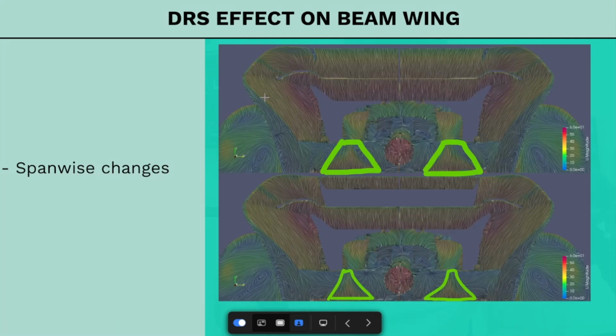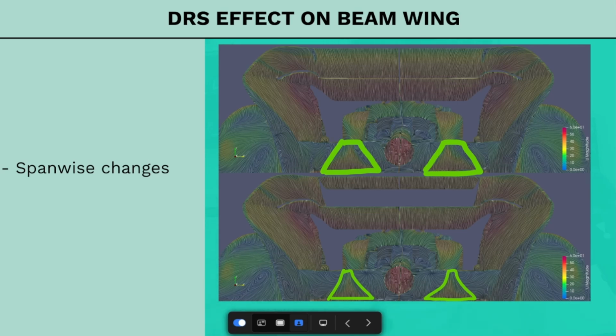Another cool thing to see is how the span-wise flow changes when the DRS is on. I've marked here that when the DRS is off, this beam wing is already on the limit, and it's not very attached in a lot of regions because of the poor energy flow that comes to the rear end of the car. That's why you'll also see teams use variable chord to make sure there are not as many losses as there are in this simulation.